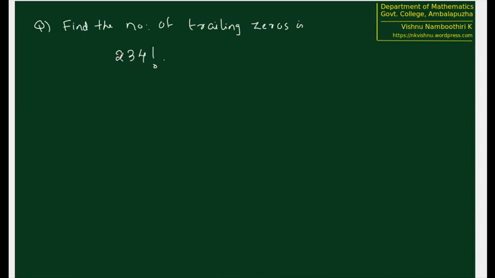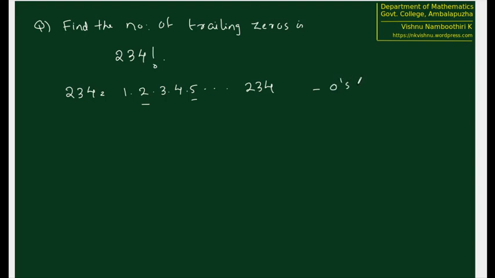Can we say that at least one 0 is there? Definitely, because we know that 234 factorial is equal to 1 into 2 into 3 into 4 into 5 etc., the product of all numbers up to 234. Definitely 2 into 5 is appearing, therefore at least a 10 is there, therefore at least one 0 is there, that's guaranteed.